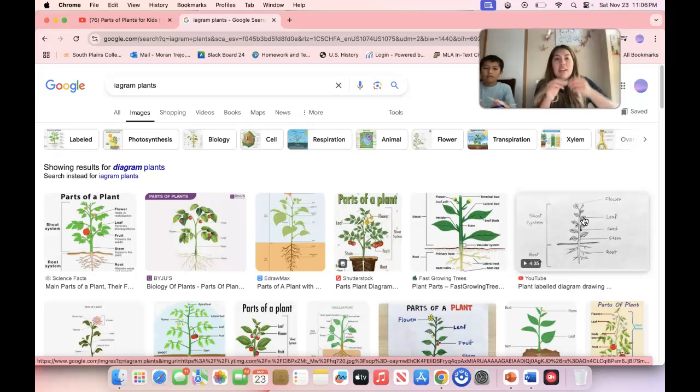So I have leaf, root, stem, flower, and seed. Okay. George, you finished cutting yours? Can I see your flower? Oh my god. Okay. Wow. Okay.